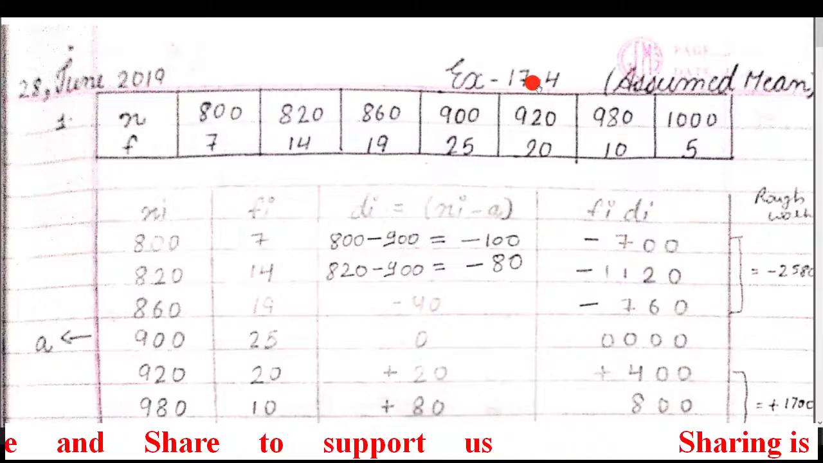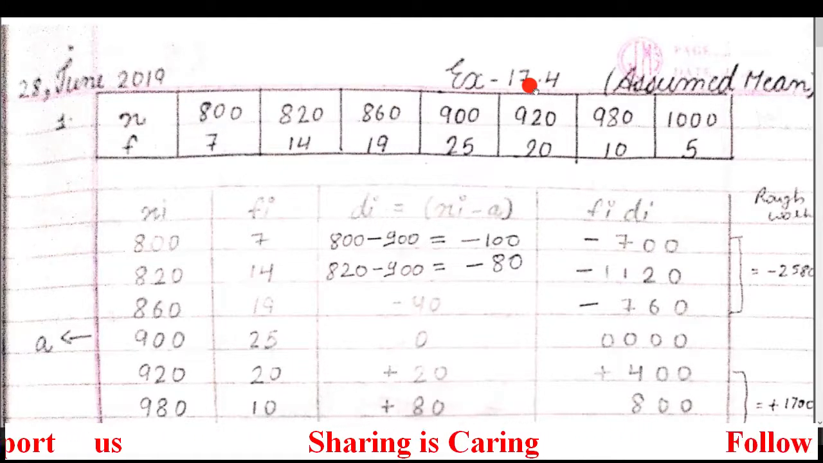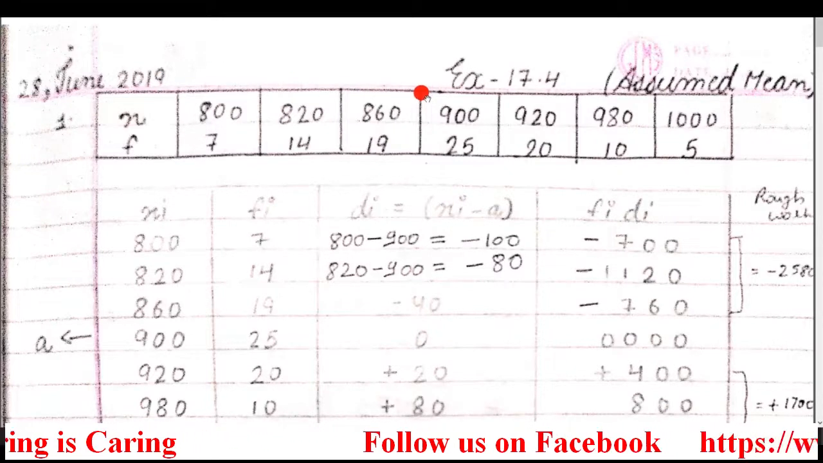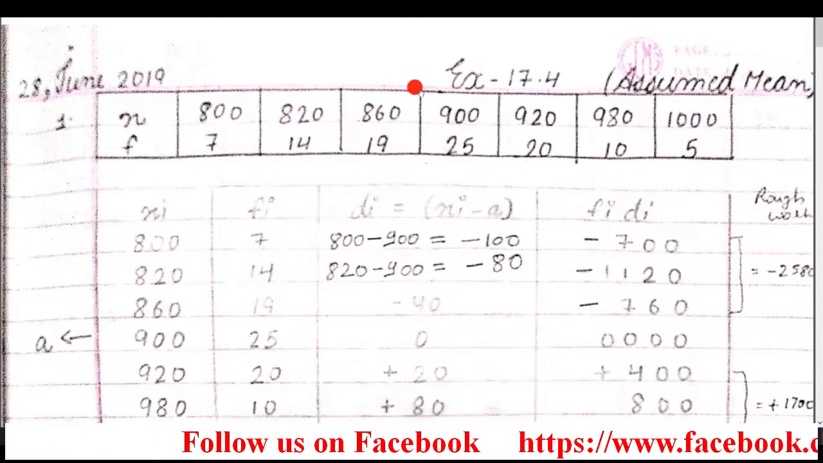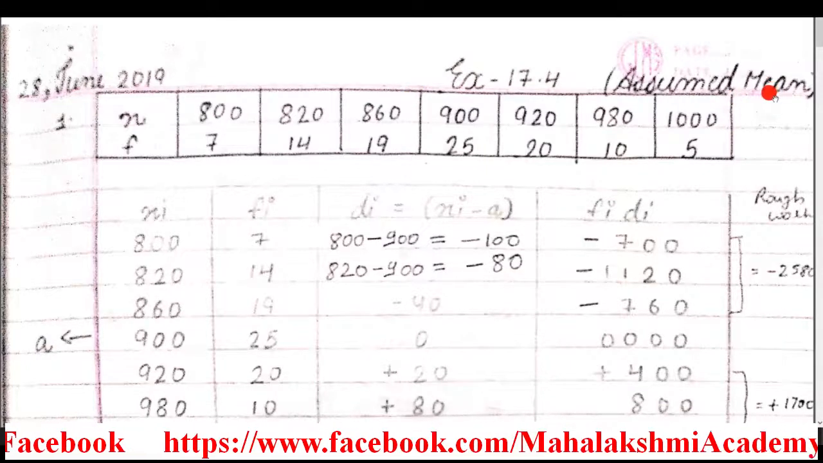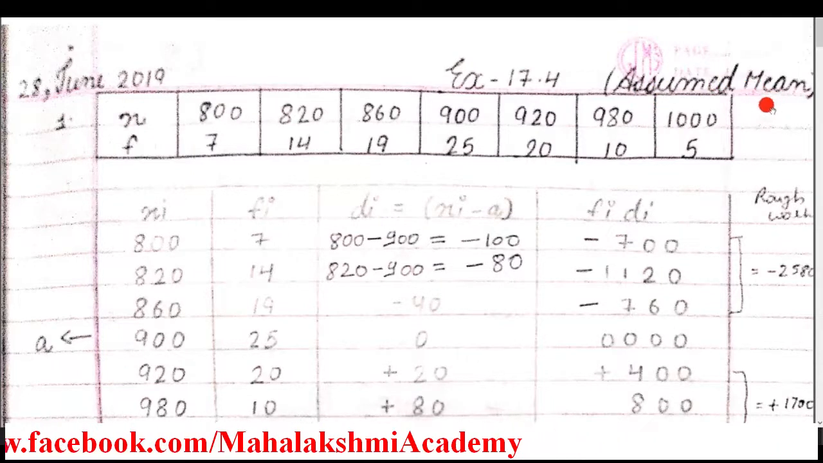Exercise 17.4 is mainly based on finding the mean by the assumed mean method. Here the question is not written properly, as you can see in the book. We have to find the mean of all the questions of this exercise by the assumed mean method. So today we are going to learn the meaning of the assumed mean method.